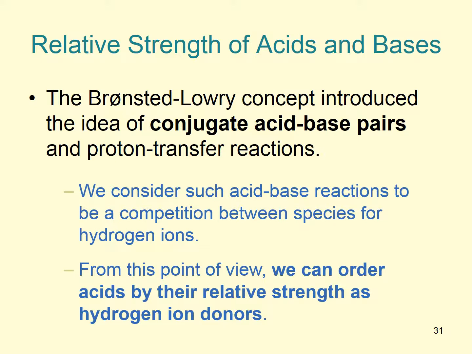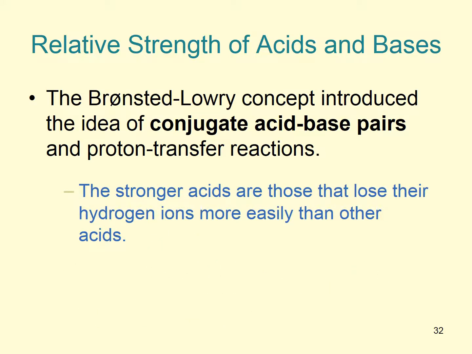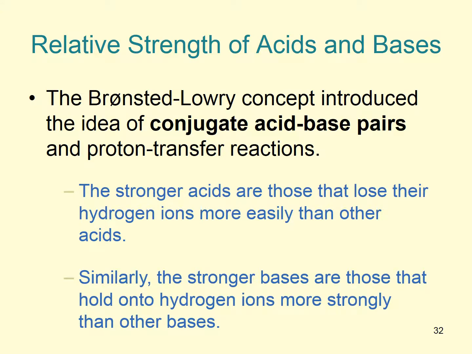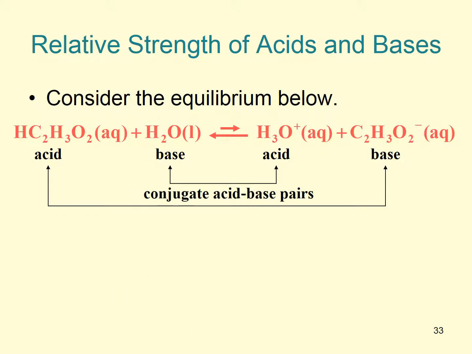And so we can actually order acids by their relative strength as to how much they're willing to give away their H pluses. So again, stronger acids are those that are more willing to give up H pluses. And then a weaker acid is less willing to give it up. And similarly, a strong base is one that's really willing to hold on to a hydrogen or really willing to accept it. It's going to be much less willing to give up. So there's this sort of inverse relationship between acids and bases that we'll see on the next slide, or on the next slide after this.